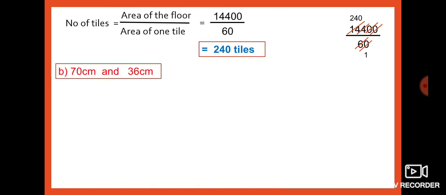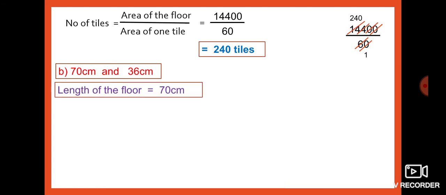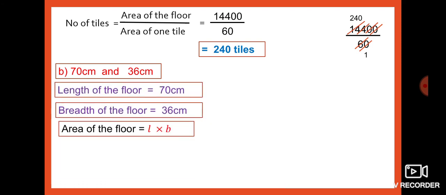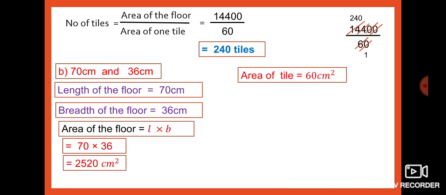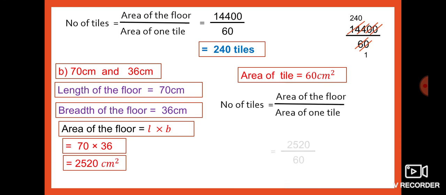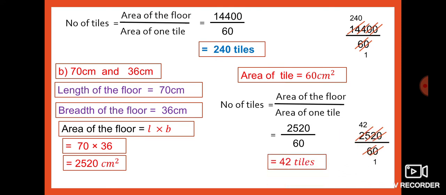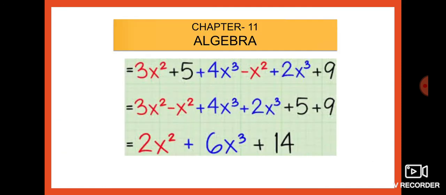Then B question 70 and 36. Like this, we have to calculate the area. Area equal to 70 into 36, 2520 centimeter square. Area of one tile we already found. That is area of tile equal to 60. Then divide 2520 by 60. Here also last 0 should be cancelled. Then 252 by 6. When we divide 252 by 6, we will get 42. 42 tiles. Okay. Next, let's discuss our new chapter, algebra.